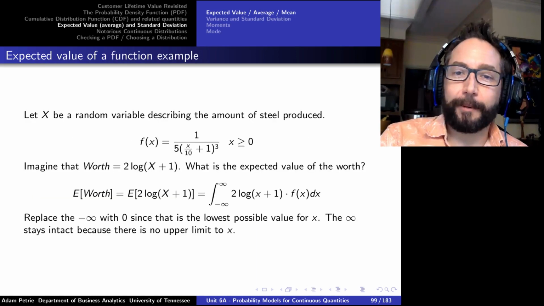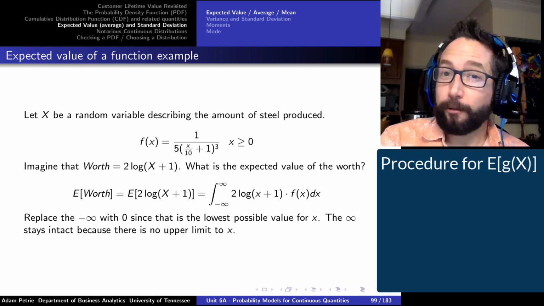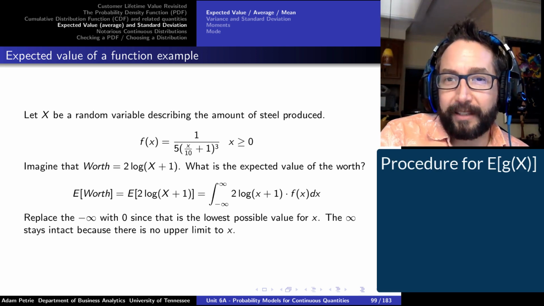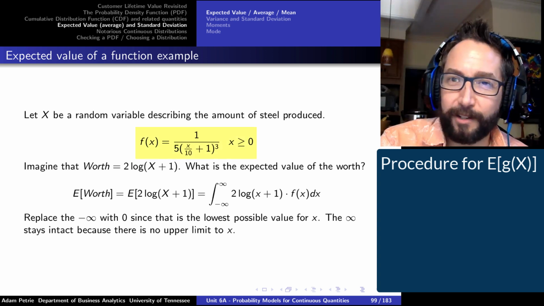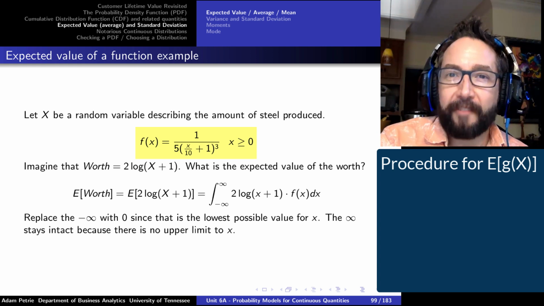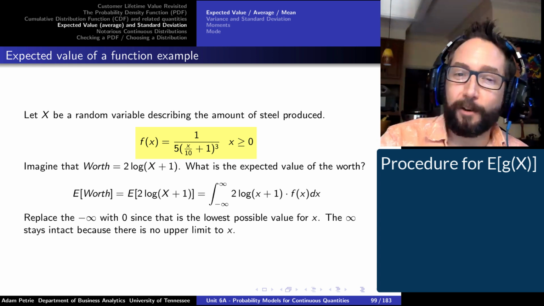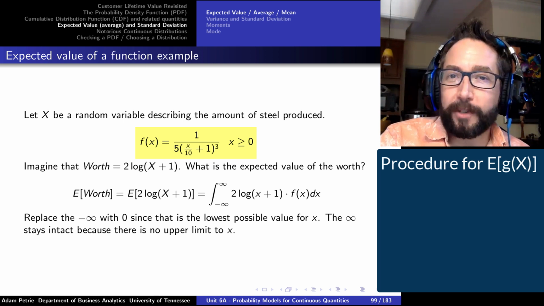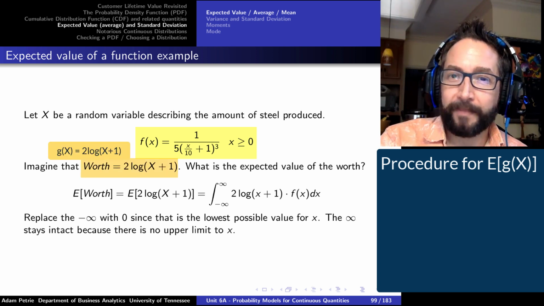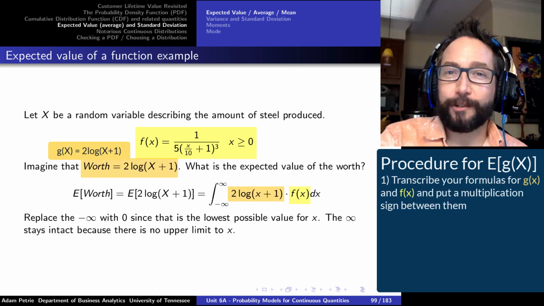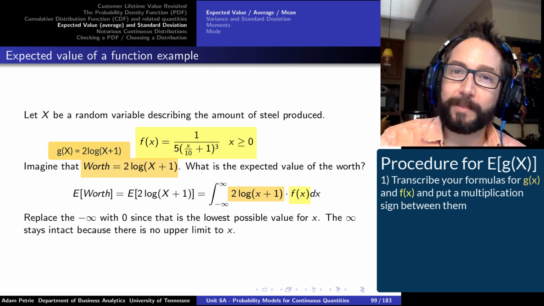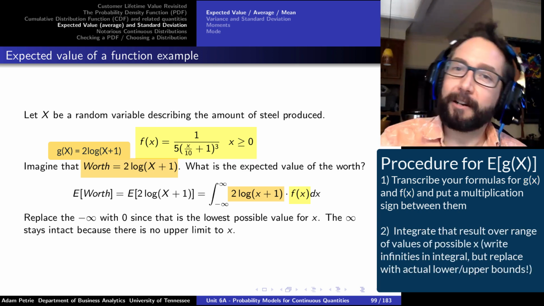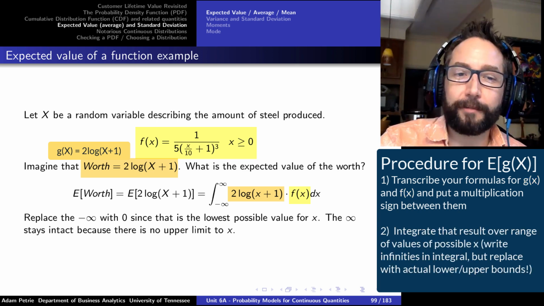So let's go through the example. Let's imagine that our probability model that describes the amount of steel produced looks like this. Our formula for the PDF, little f, is 1 over 5 times the quantity x over 10 plus 1 to the third power. Obviously, values of x that are at least 0 are the only ones that are going to be allowed. And so using this probability model, let's figure out what the expected worth is. All we have to do is take our equation that translates a particular value of x, the amount that's produced, to the worth of that, in this case 2 times log of x plus 1, multiply that by our equation of the PDF, and integrate over the range.